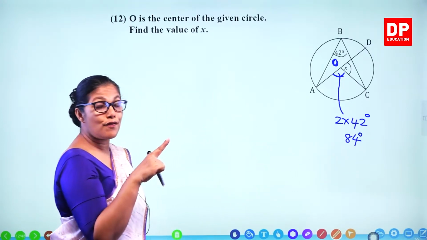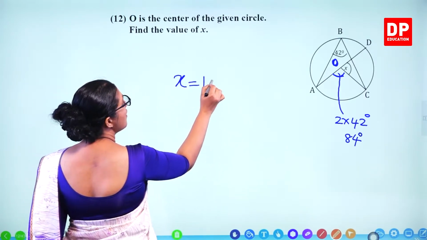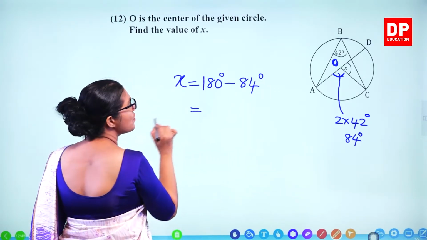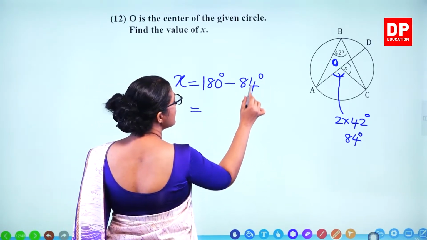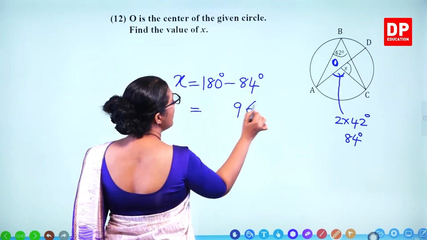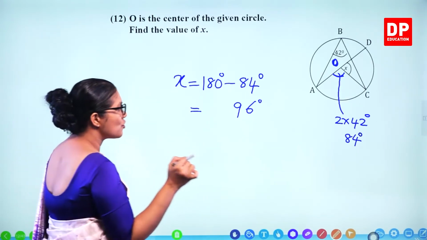If that is 84, what's the value of x? X is equal to 180 minus 84 because that's a straight angle. 6 plus 4, 10. Here 9 and 9. So 96 degrees is the x value. So 2 marks for that.